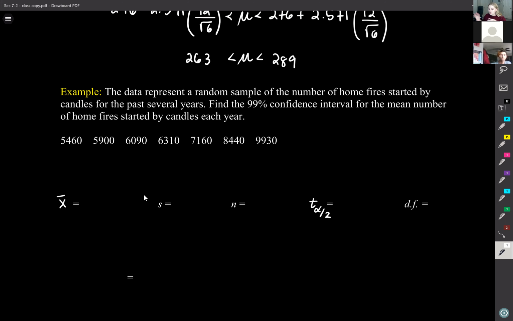Remember, the mean is just summing up all the numbers and dividing by the total of the numbers. So let's just sum all these up. I'm just going to add these numbers up using my calculator.